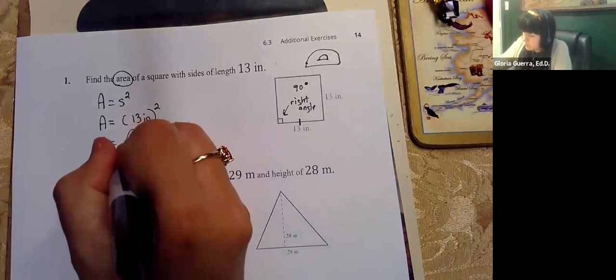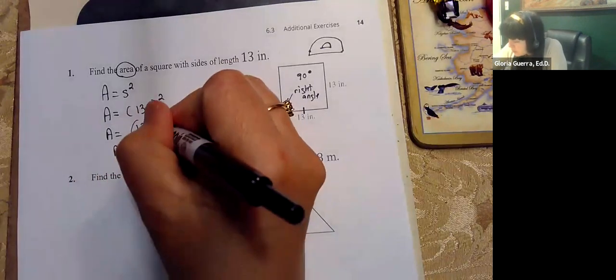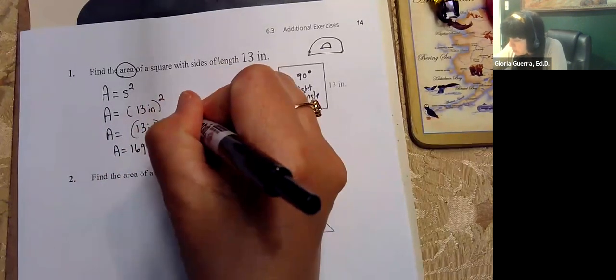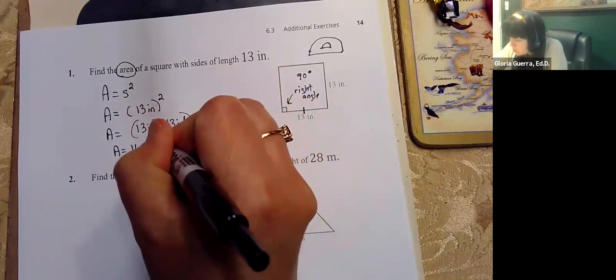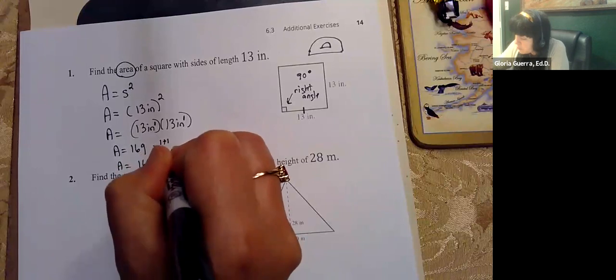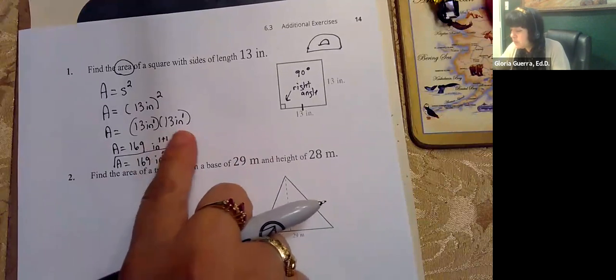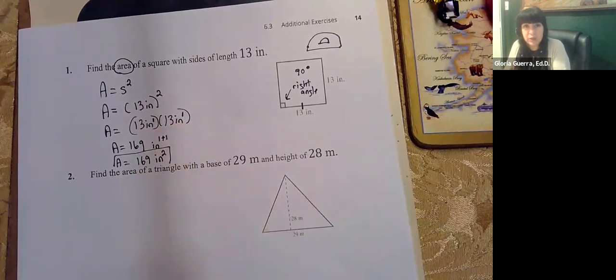So this is 169, and then inches times inches is going to be inches squared, because inches has a little imaginary exponent of 1, and what you want to do is keep the base of 1 and add the exponents, and that's how we get 169 inches squared. So when multiplying like bases, you keep the base, keep the inch, and add the exponents 1 plus 1.